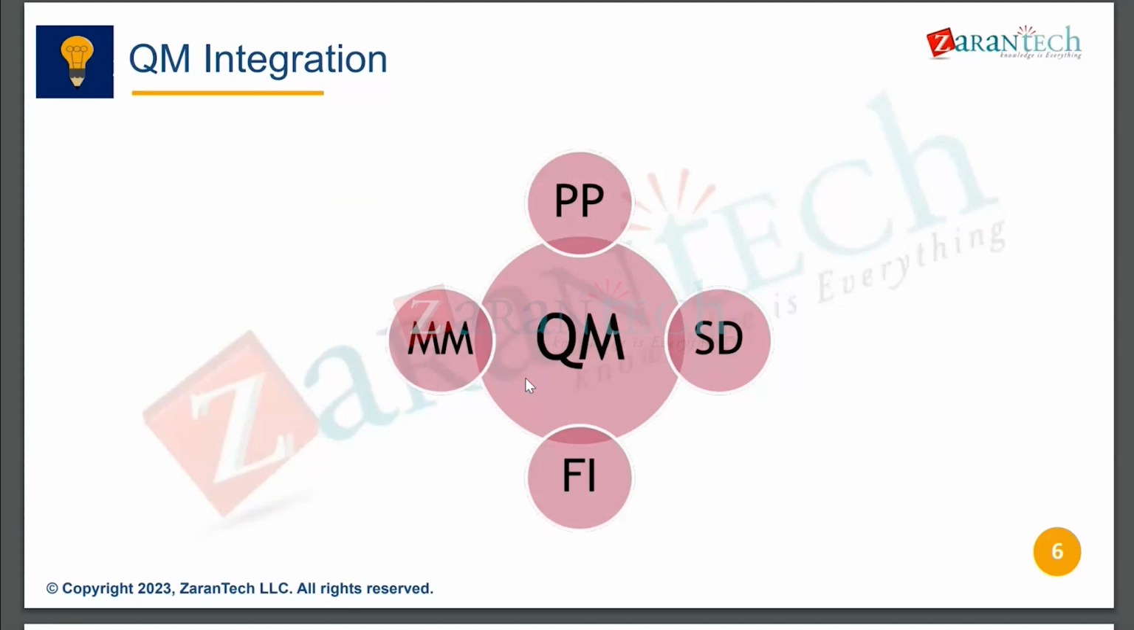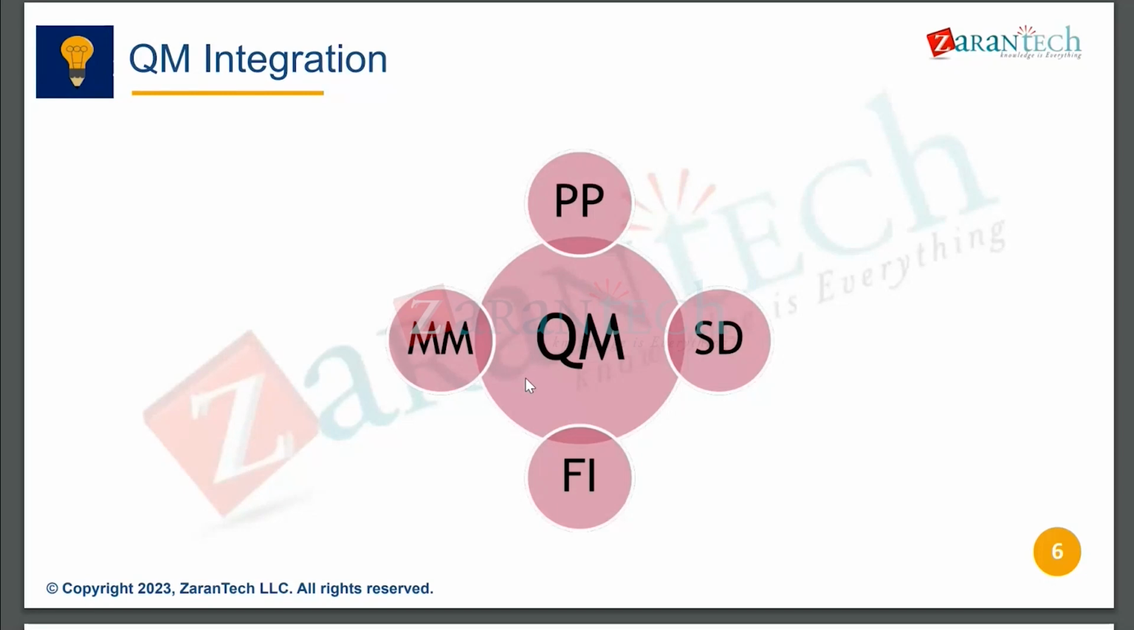Okay, so this is the integration with QM. Quality management is a module which is integrated across modules like materials management. When you're procuring a material, we have some specifications, like this chemical has to have a pH value of 5, or the color should be white. These kinds of specifications will be there.